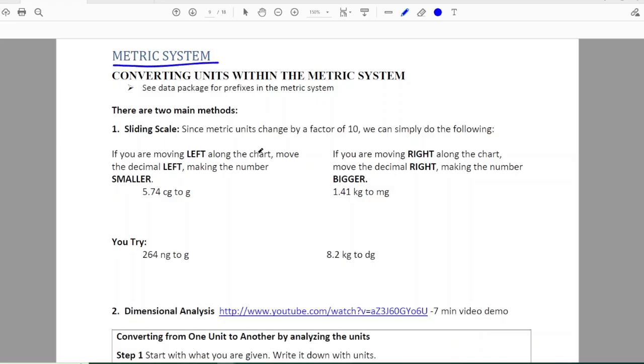We are Canadian, so we are only going to deal with the metric system. In fact, I'm not even going to make you convert from the imperial because none of the questions that we do will be in imperial. They will all be in metric. So when converting units within the metric system, there's two main methods. There's others, but there's two main that we're going to look at. The first one we call, really technical, the sliding scale.